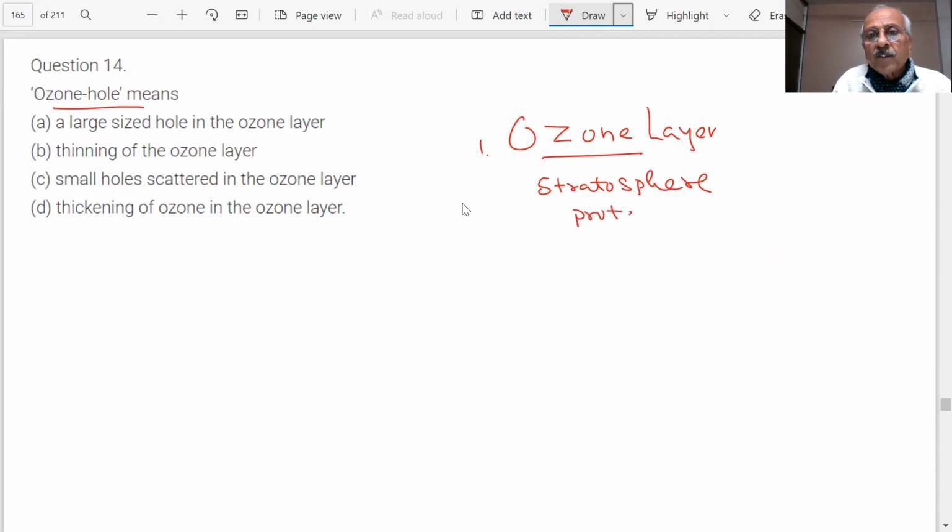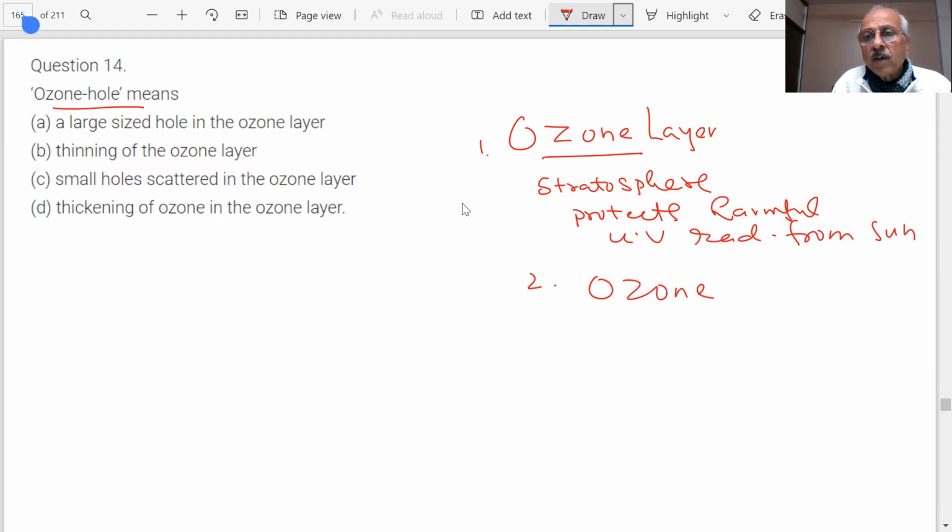It protects from harmful UV radiations from the sun. We have knowledge of that. Now, what is an ozone hole? What is the ozone hole, students?